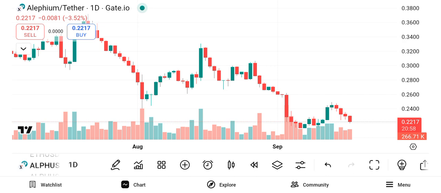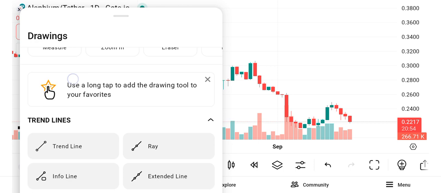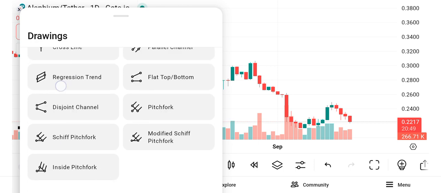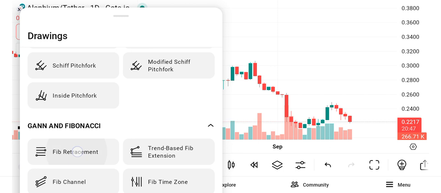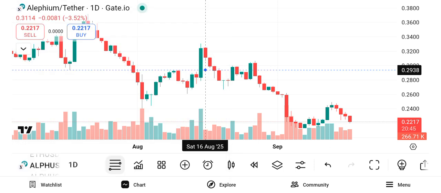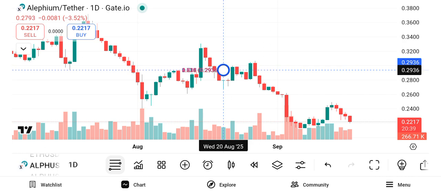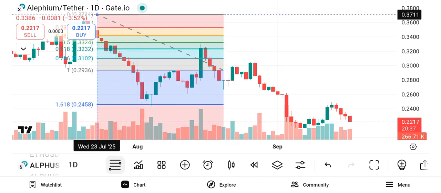At 0.2217. Okay, so let's pull out our Fibonacci retracement. Let's see where the price is going to retrace to on a short term and long term basis. It's always important to carry out a Fibonacci retracement. So let's just draw it. I will draw it from here.